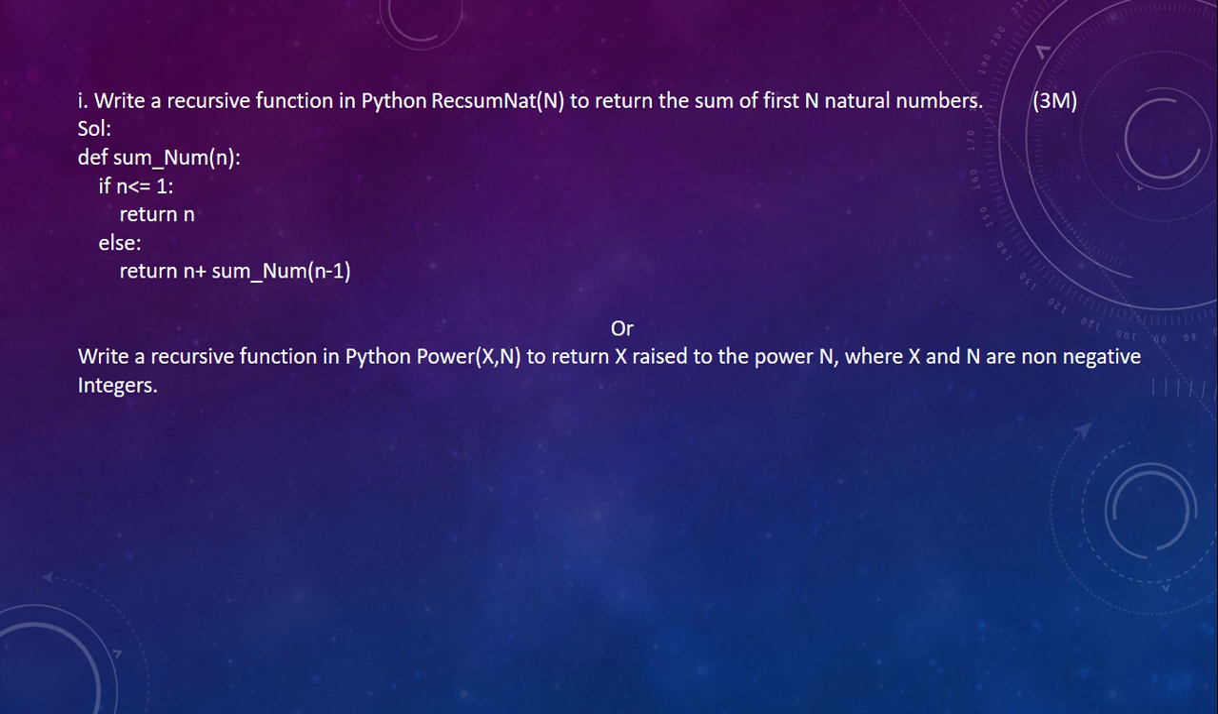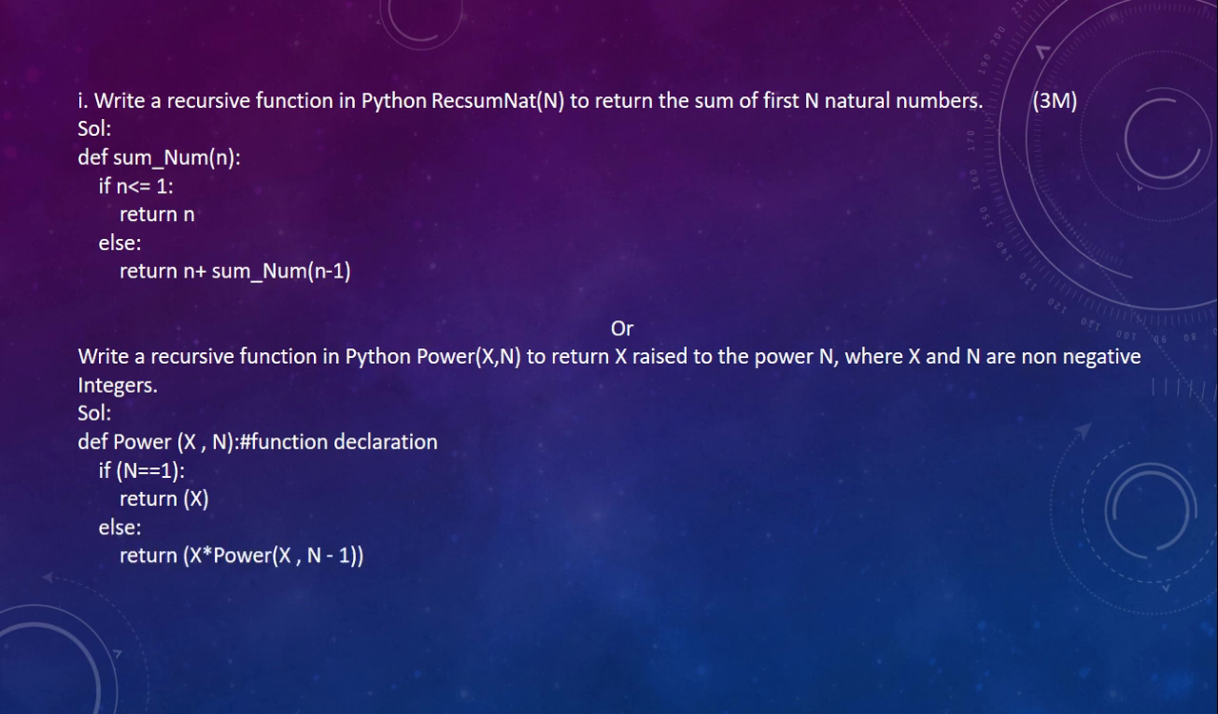Or write a recursive function in Python power(x, n) to return x raised to the power n where x and n are non-negative integers. The solution is def power(x, n) as asked in the question. If n equals 1, then we have to return x. Otherwise, return x into power(x, n minus 1). So here is the recursive case. Right?